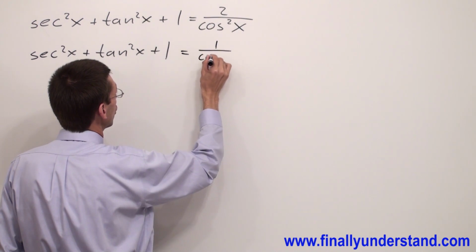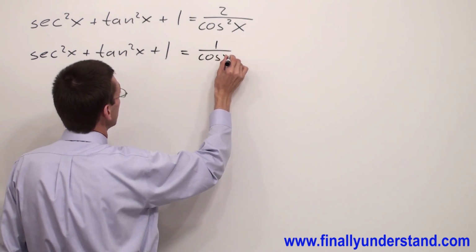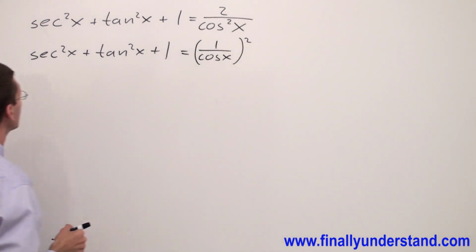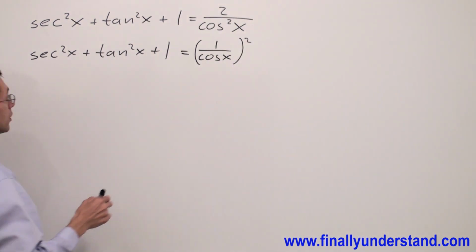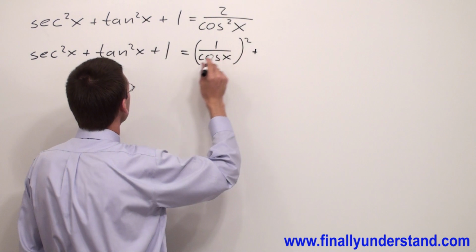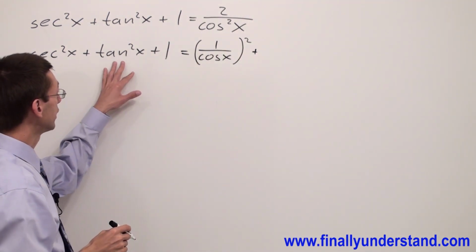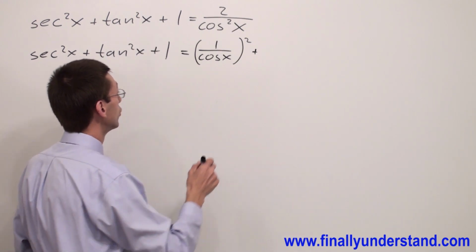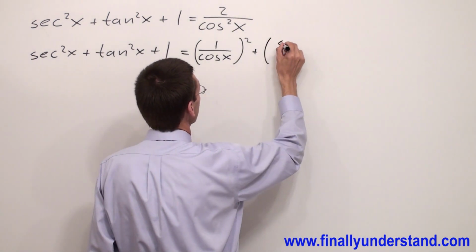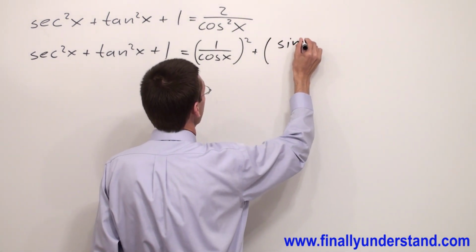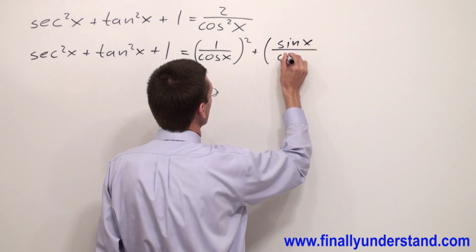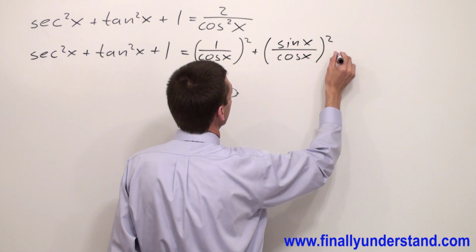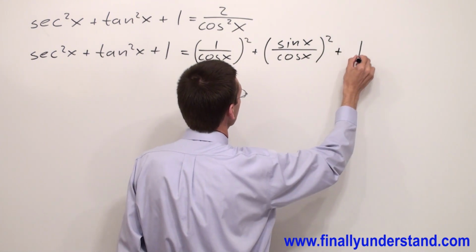over cosine x to the second power. Simply I'm supposed to use the reciprocal relation. Plus, for tangent square x, I'm going to use the quotient relation, and I'm going to rewrite this as sine x over cosine x to the second power plus 1.